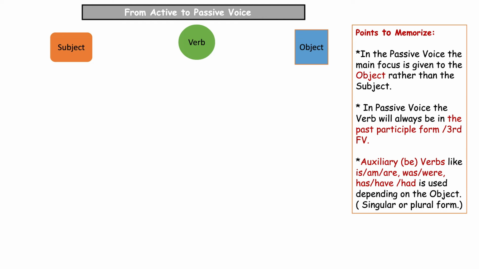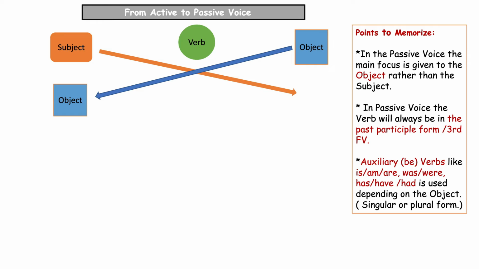Now look at this. On this slide right here, as you can see, is the sentence structure of the active voice, and on the corner there are very important points to follow when changing it to the passive voice. Now listen very carefully. When changing active to passive voice, the main focus is given to the object rather than the subject. So in the passive voice, the object will come in front. The subject, which used to be in front in the active voice, will go at the back when changing it into the passive.